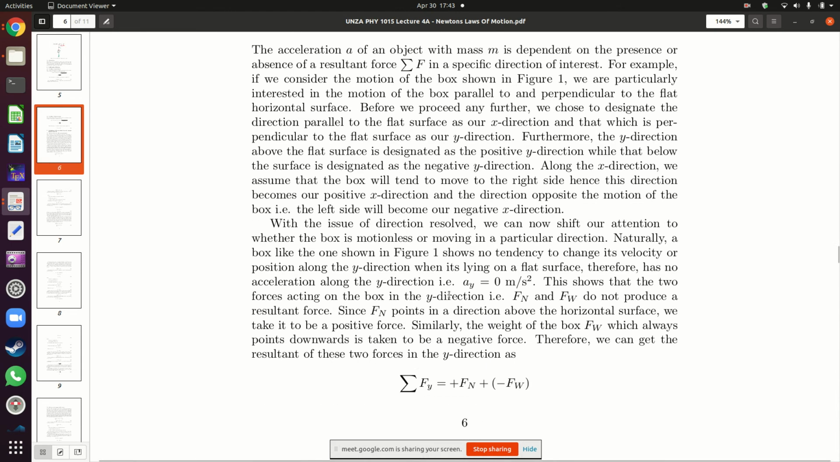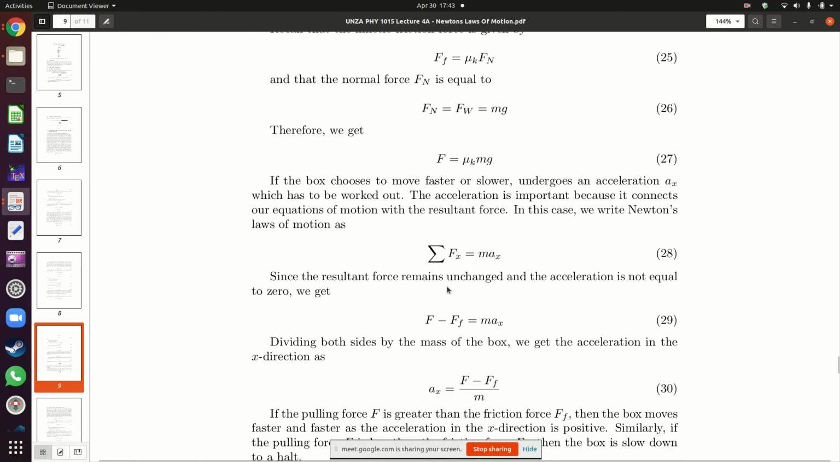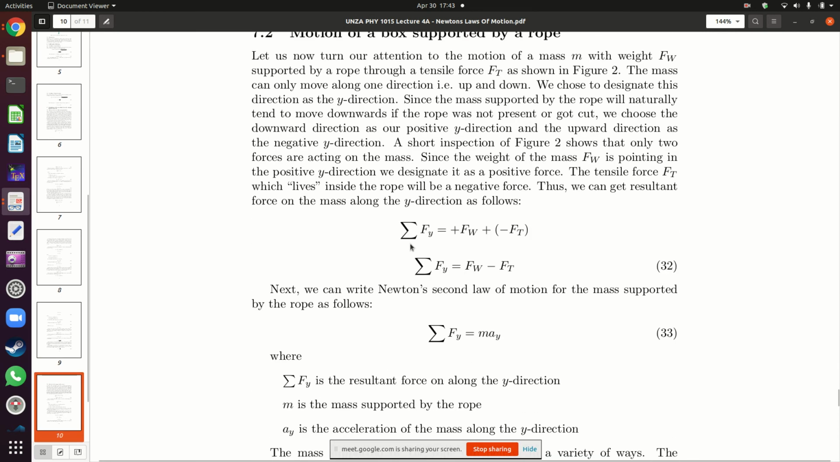So in this case, the resultant force along the y direction is going to be equal to... what did I do here? Okay, I also seem to have made a different choice here.